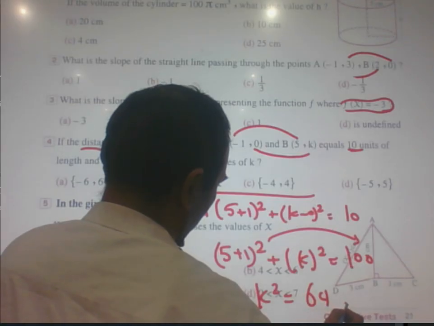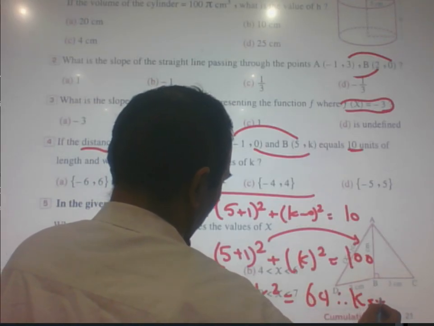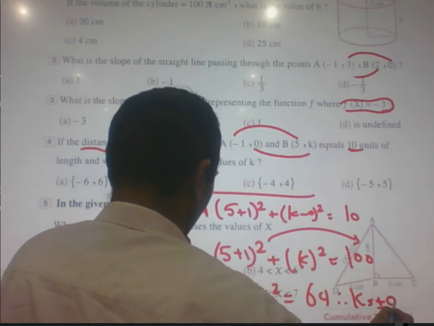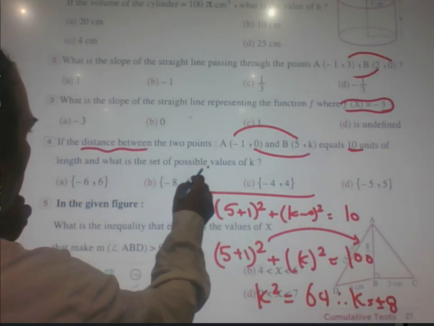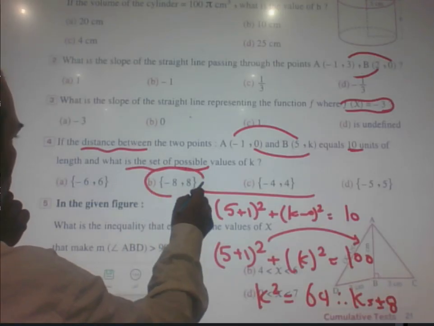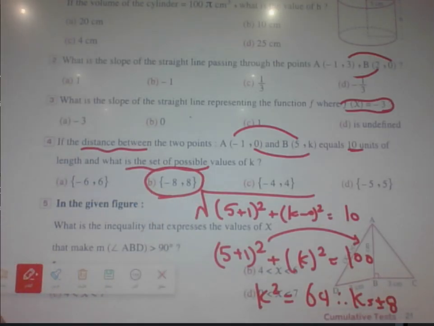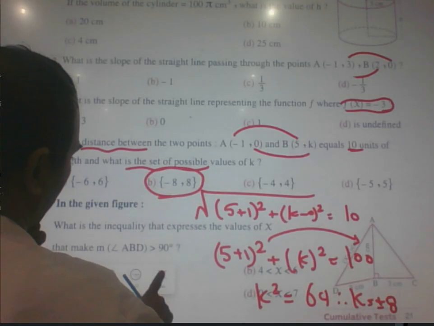It will be 64. Then the value of k will be the positive or negative square root of 64, which equals positive or negative 8. In the solution, the set of possible values of k will be positive or negative 8. Choose letter B.